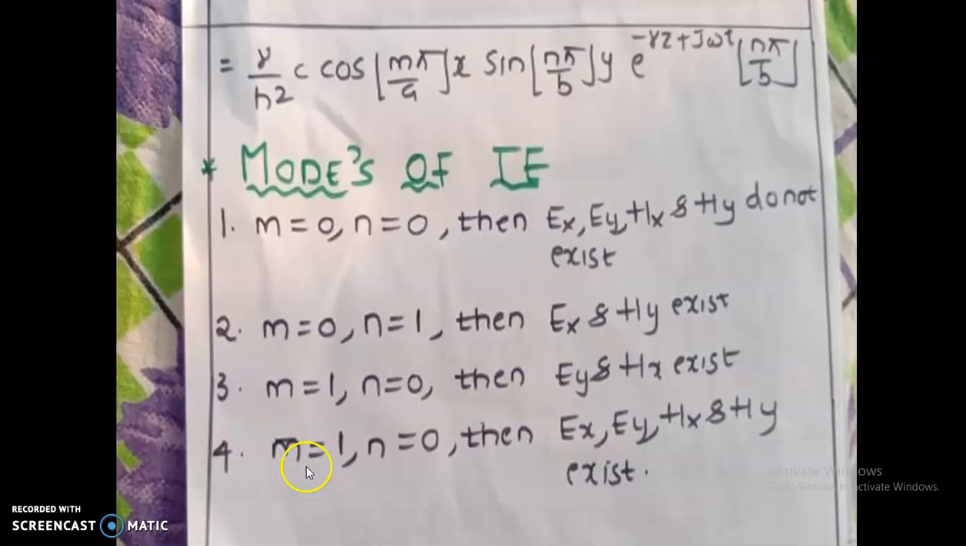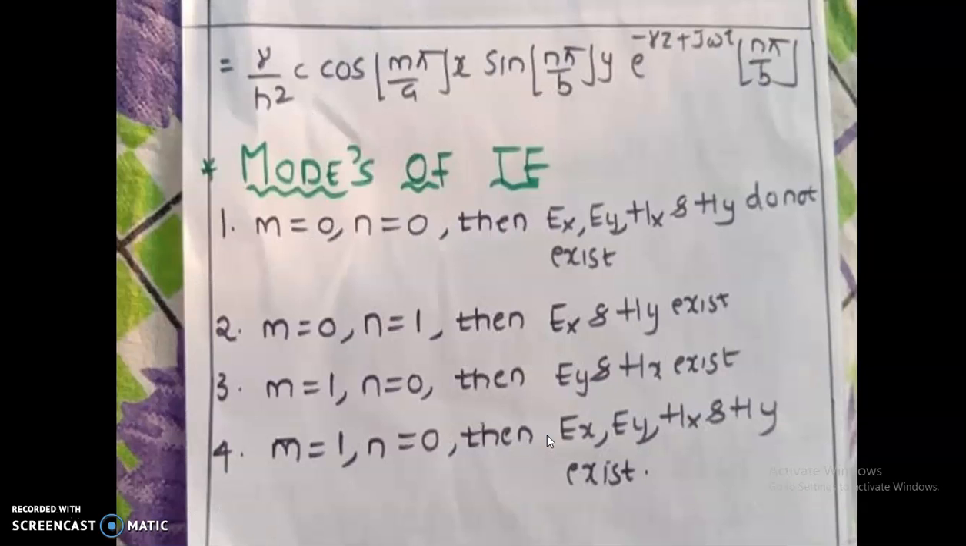Now let us substitute m equal to 1 and n equal to 1. Try to understand this point. Here it's not a 0, it's a 1. So m equal to 1, n equal to 1. Now if you substitute these two values as 1 and 1, all the fields exist, as what you have done in TM mode. So I can say that all the fields exist for 1 1 itself.